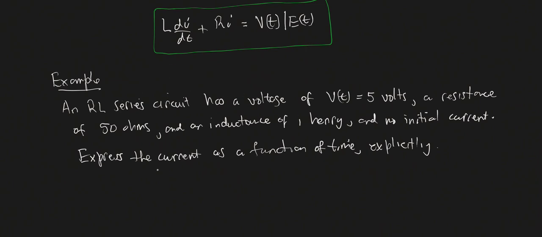Our L is 1, so we have di/dt. Our resistance is 50 ohms, so that's 50I. And then we have a constant voltage source of 5 volts. So that's our differential equation, pretty straightforward. And it says no initial current, so that means I of 0 is equal to 0, and the units for current would be amperes. Again, what we want to find now is the current as a function of time.